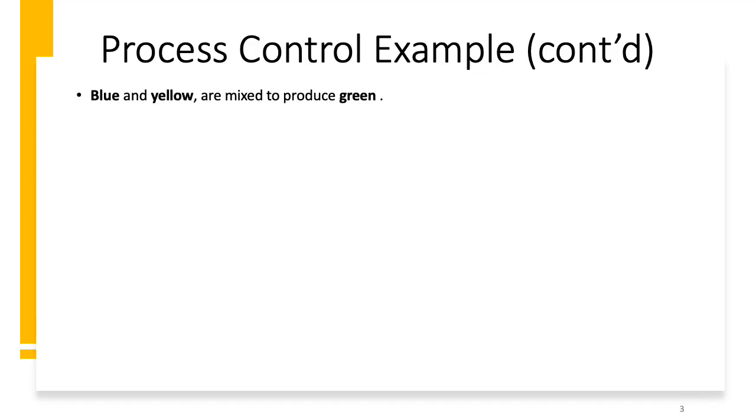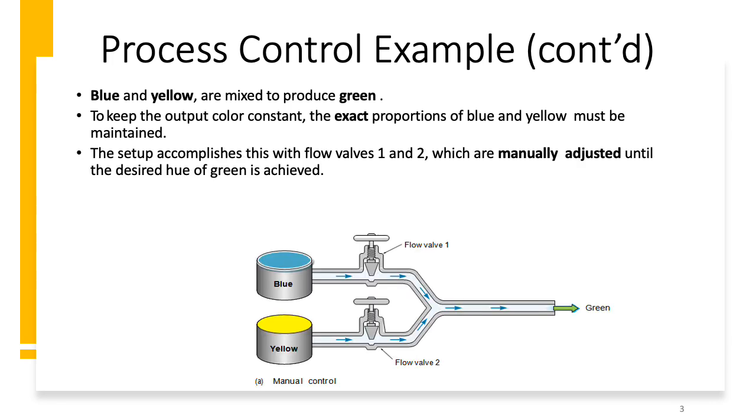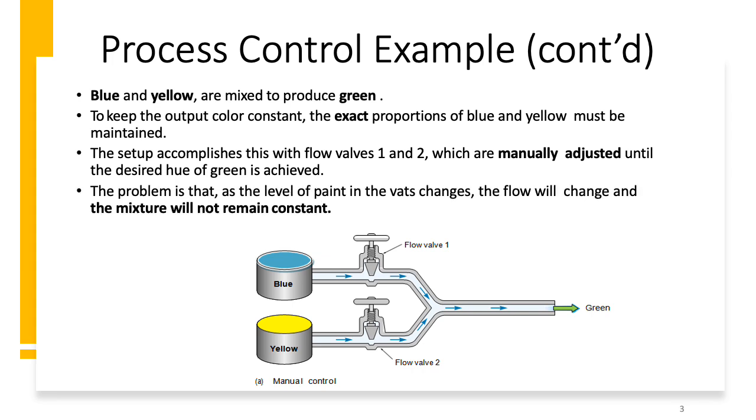Another example of process control is a paint factory in which two colors, blue and yellow, are mixed to produce green. To keep the output color constant, the exact proportions of blue and yellow must be maintained. The setup illustrated accomplishes this with flow valves 1 and 2, which are manually adjusted until the desired hue of green is achieved. The problem is that as the level of paint in the vats changes, the flow will change and the mixture will not remain constant.